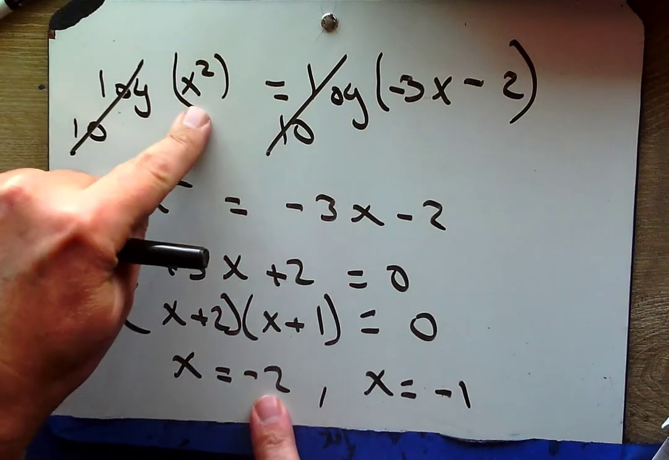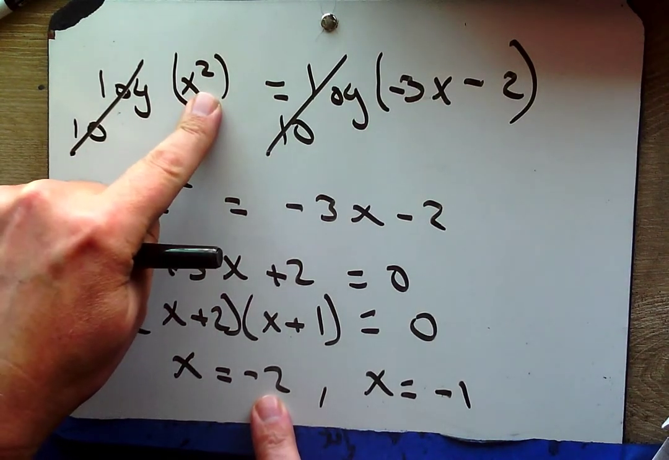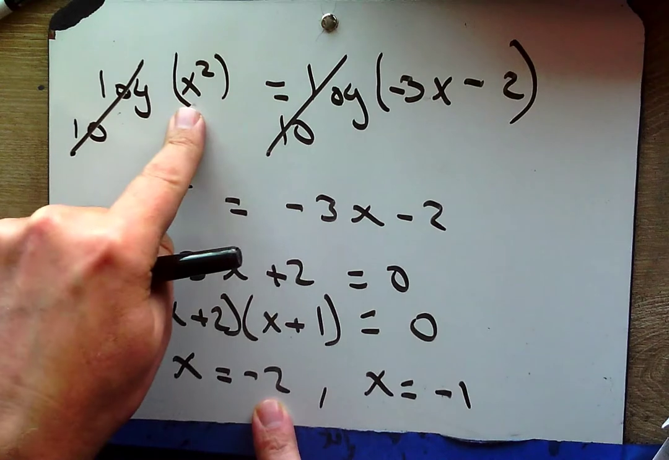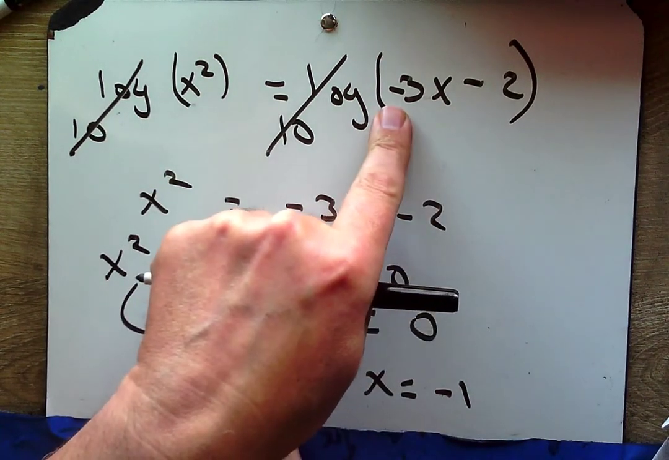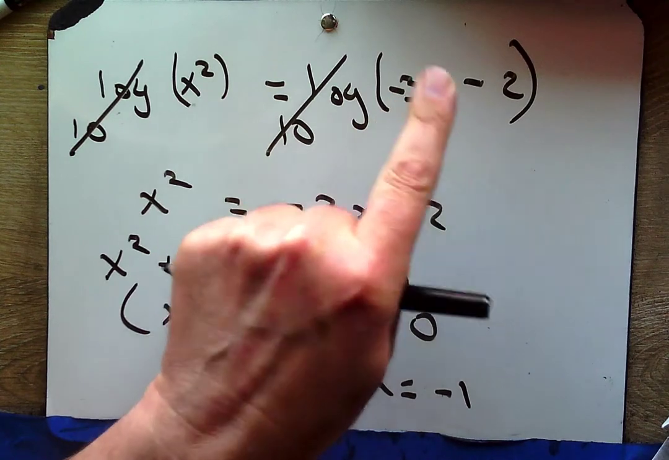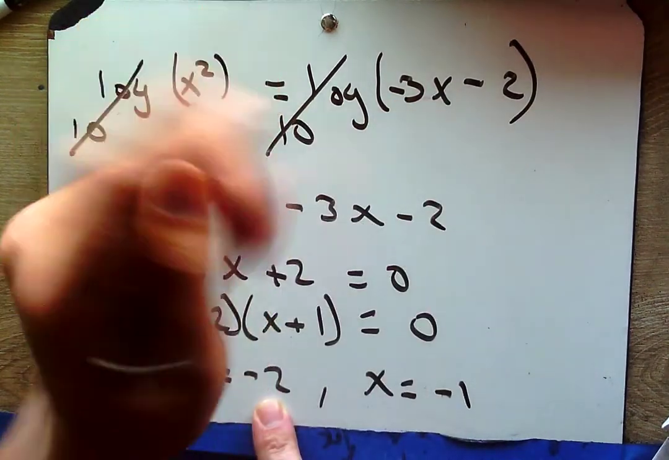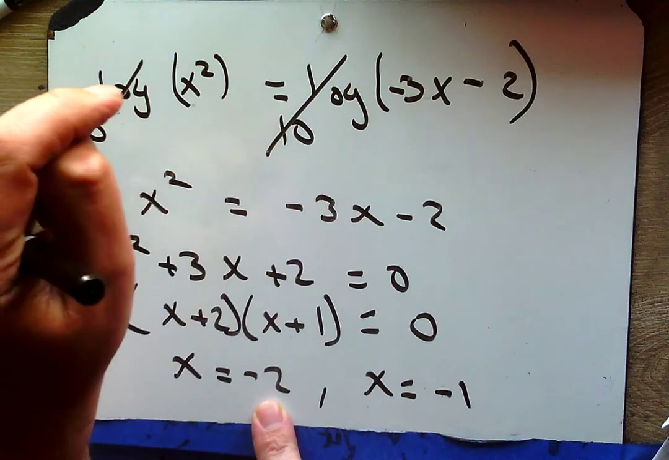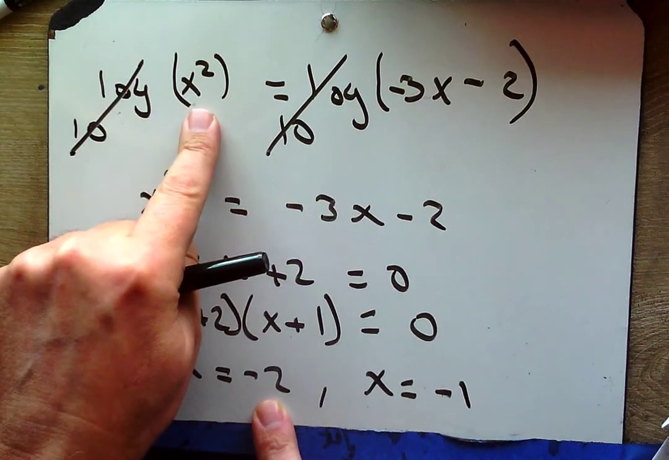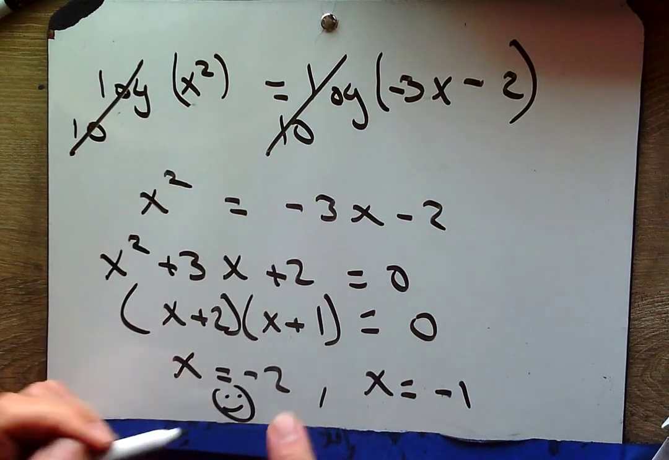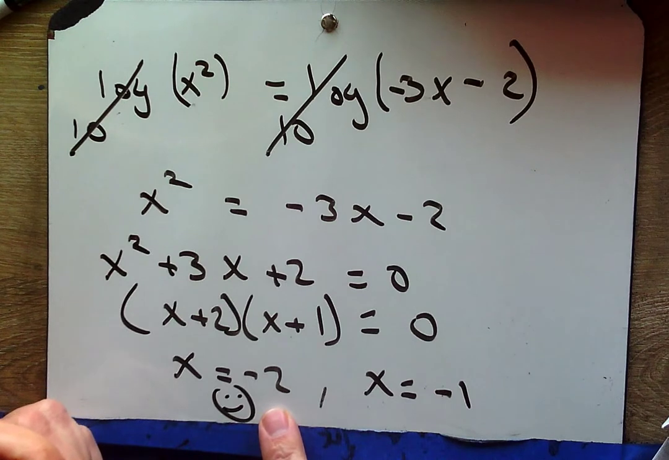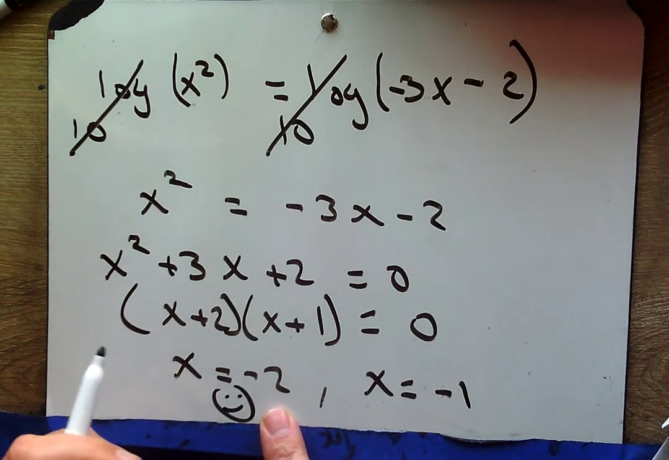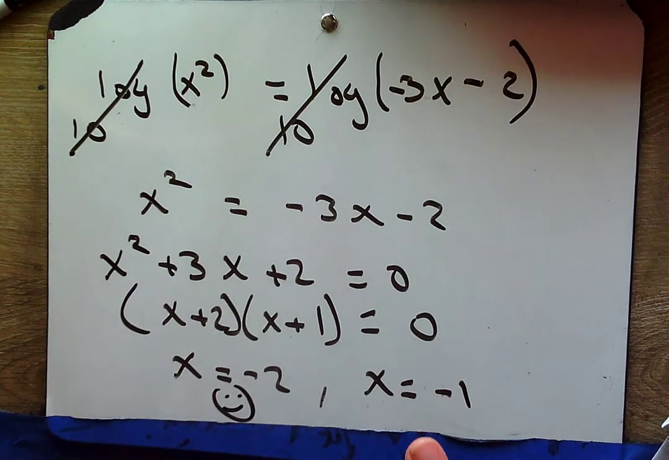Well, negative 2 squared is positive 4. I don't have a problem with negative 2 in here. What about over here? Negative 2 times negative 3 is positive 6. 6 minus 2 is 4. I can take the log of positive 4. That's exactly what I had over here. This answer works. Don't throw away all the x equals negative number things because you think they're not going to work. This negative did work. Okay.